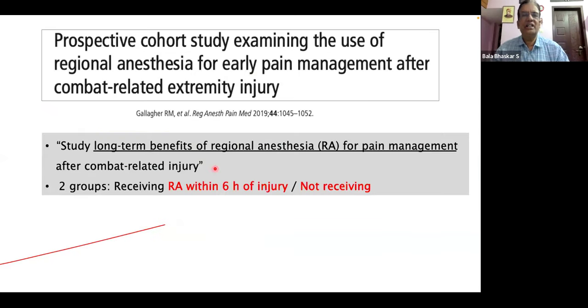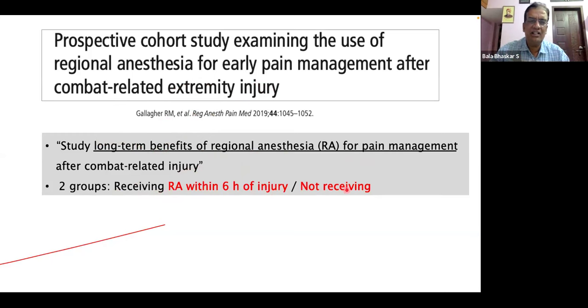So there is a publication in Anesthesiology, a prospective cohort study examining the use of regional anesthesia for early pain management after combat-related extremity injury. It's a published article where the authors studied, I think, American soldiers who were injured during the war in the Middle East. They wanted to study the long-term benefits of regional anesthesia for pain management after combat-related injury. Okay, there are two groups of patients. One set of patients received regional anesthesia within 6 hours of injury, and the other set of patients did not receive it.